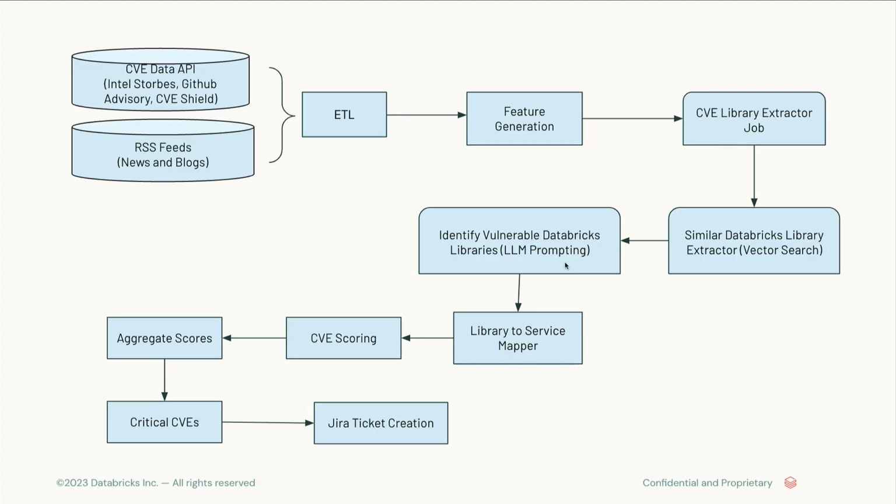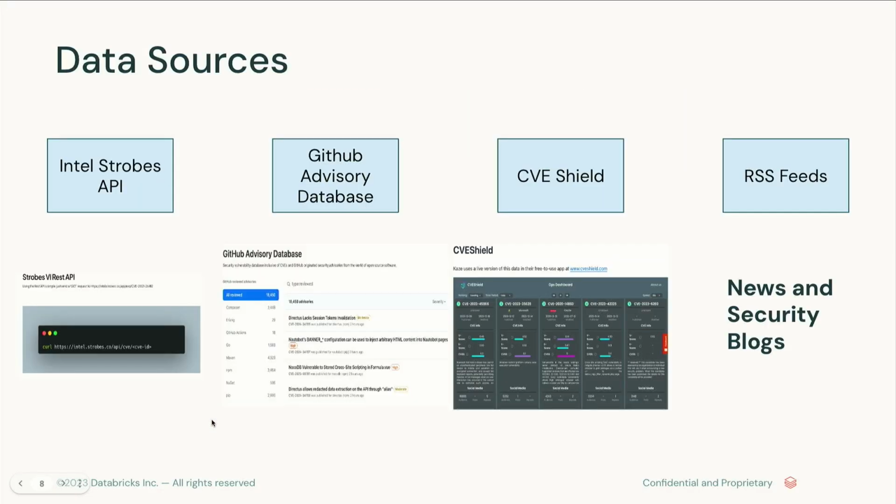And then once we do that, we also need to identify, out of all the similar libraries, which are the most vulnerable, because there could be some errors in the way similarity is calculated. So we need to identify which are the most vulnerable libraries among this subset of similar libraries. And then once we have these libraries, we map them to our services, and based on how important the services are, we score those CVEs. And then we aggregate scores, identify the critical CVEs, and create tickets based on those CVEs, right? So that's the high-level workflow of how the process works.